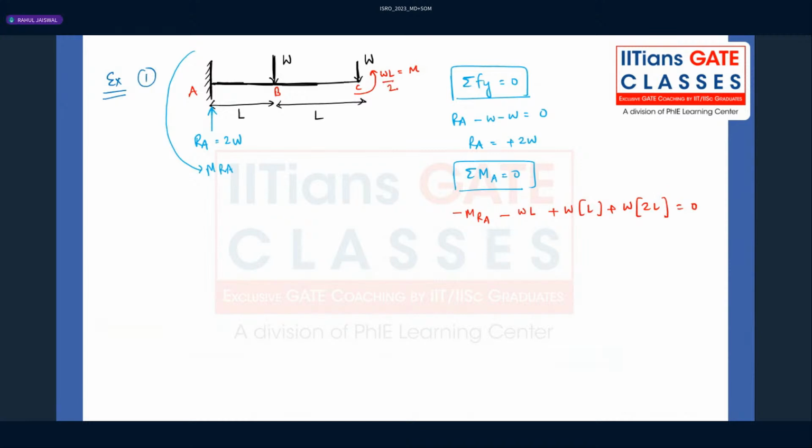Let me take the moment WL by 2. So here also I'm taking WL by 2, the moment I have applied. So what about the reaction moment? So 3WL minus WL by 2 gives 5WL by 2. Whatever direction we have assumed at the support A, that direction is correct. Just check it out, right?